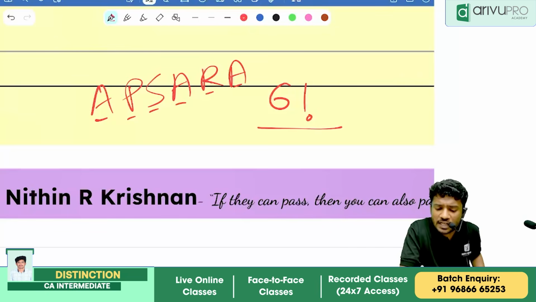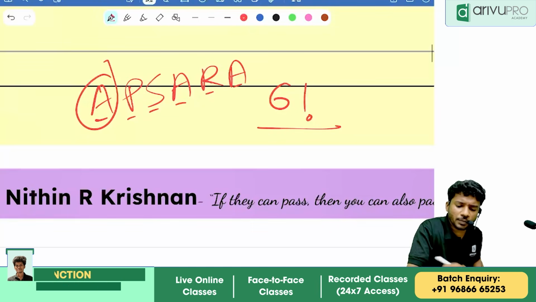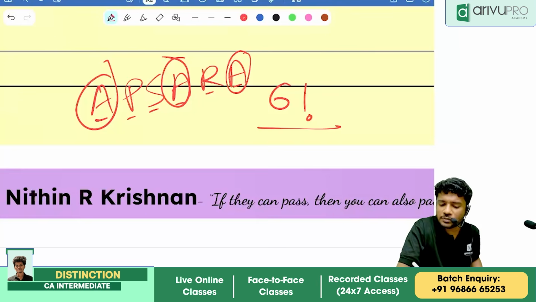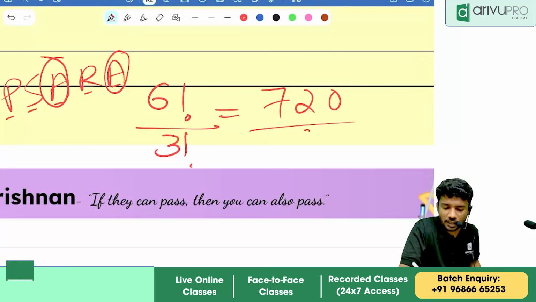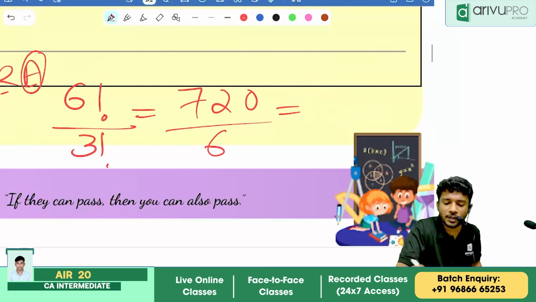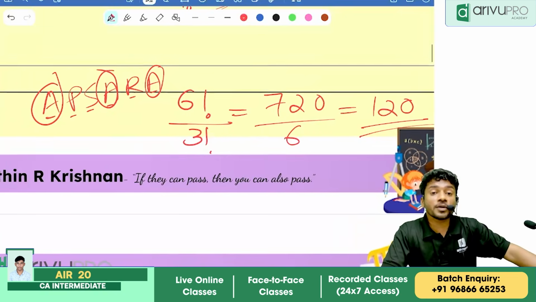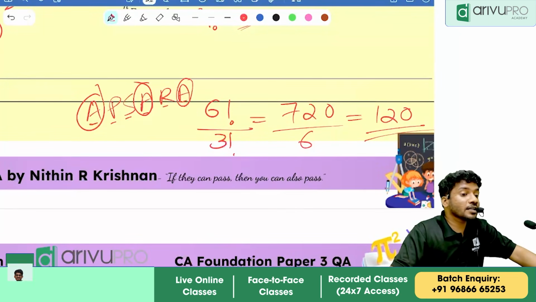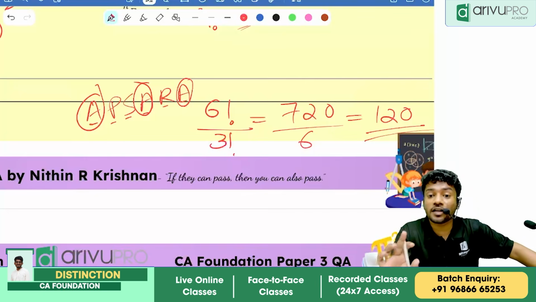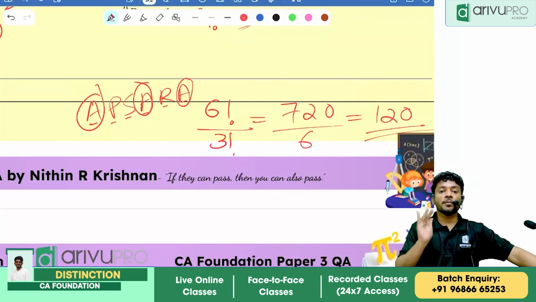Now, whenever some repetition is there, any letter is repeated here, A is repeated. How many times? 3 times. I will write divided by 3 factorial. 6 factorial is how much? 720 divided by 6, which is equal to how much, people? So how many ways can I write it? I can write it in 120 ways. I can rearrange the letters in 120 different ways. That is the logical part of permutation.